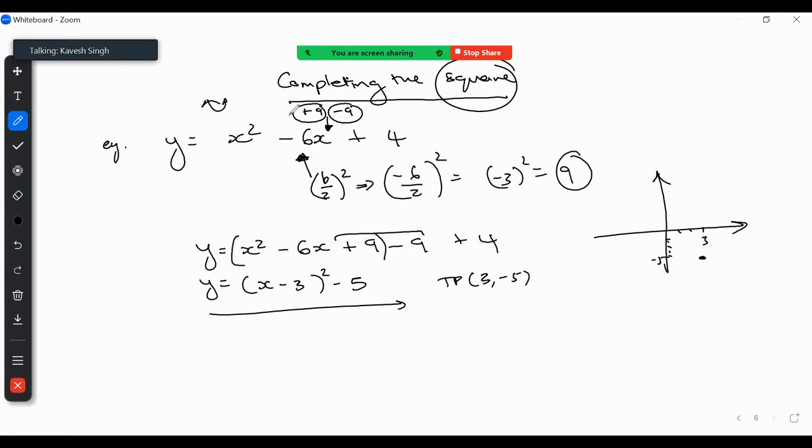I can also see it's a smiley face. The turning point implies it'll be that. I can also use this to find my x-intercept and my y-intercept. I'll make y equal to 0, for example.